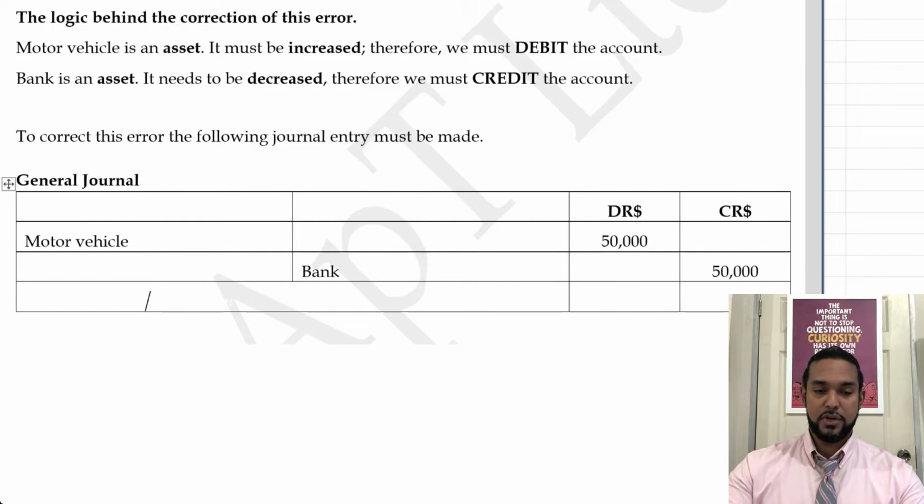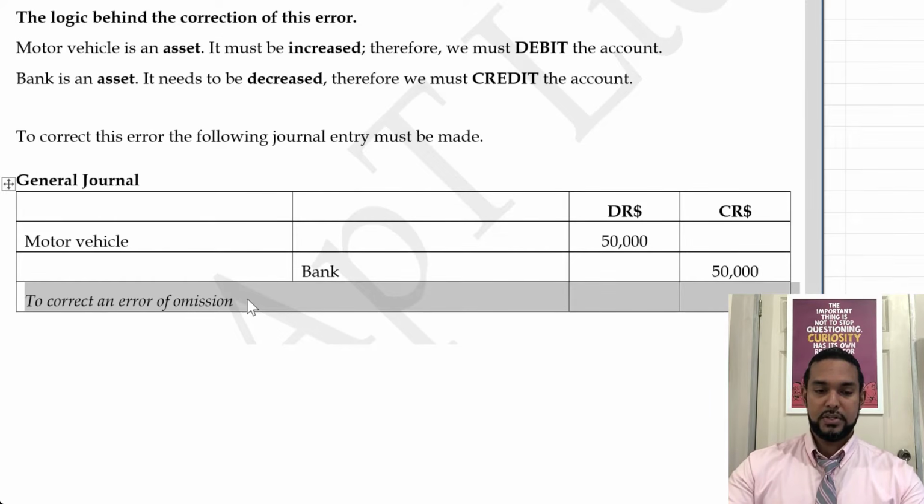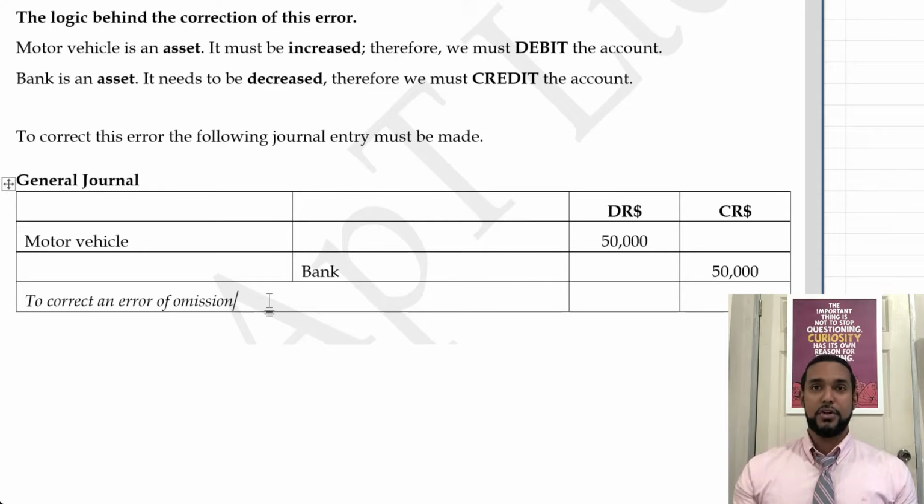And of course, there's a narration. So the narration says to correct an error of omission. So a narration or a narrative is a very short explanation of the transaction you are recording above. It doesn't have to be paragraphs long, it doesn't have to be too long, but it has to be concise and give a description of what was above, okay?